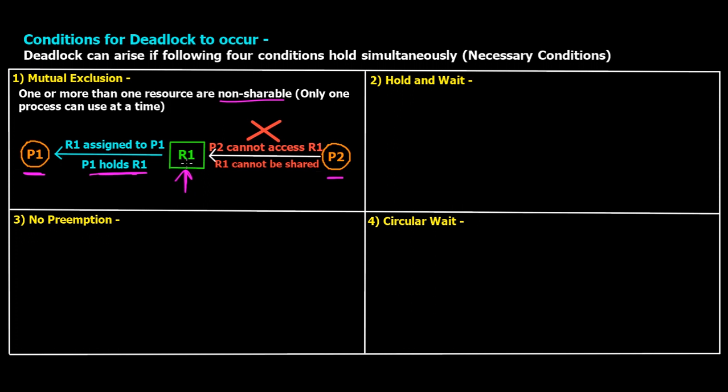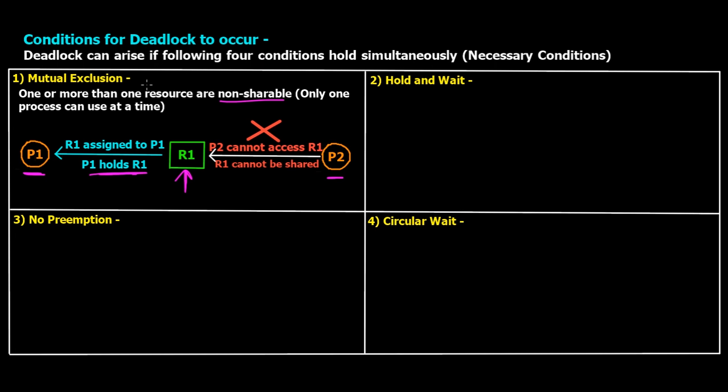So this can lead to a deadlock situation, right? In the previous diagram of the deadlock situation in an operating system, this was exactly happening, right? That is, each process was waiting for a particular resource which the other process was already holding. So this is the mutual exclusion condition.